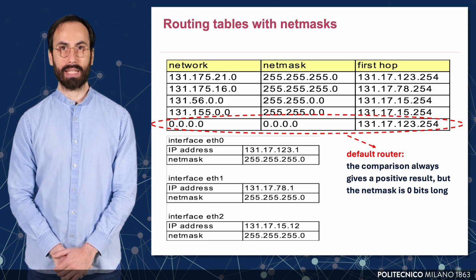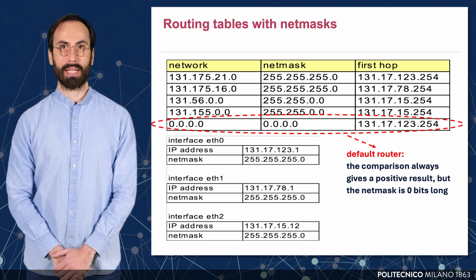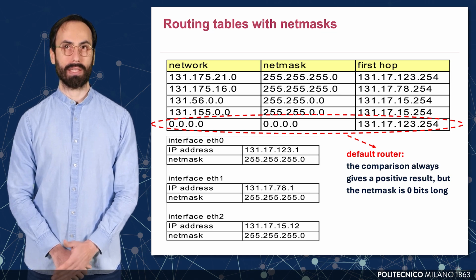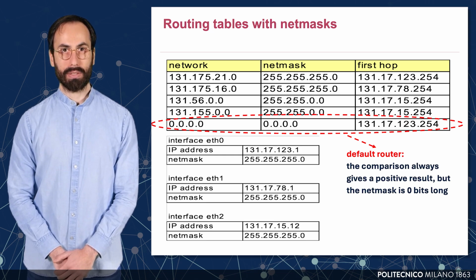This last row will match any address, since the net mask is 0 bits long. It's a kind of catch-all rule used when no better match is found. So in essence, the default route ensures that packets don't get dropped just because no specific entry exists. It acts like a last resort path.